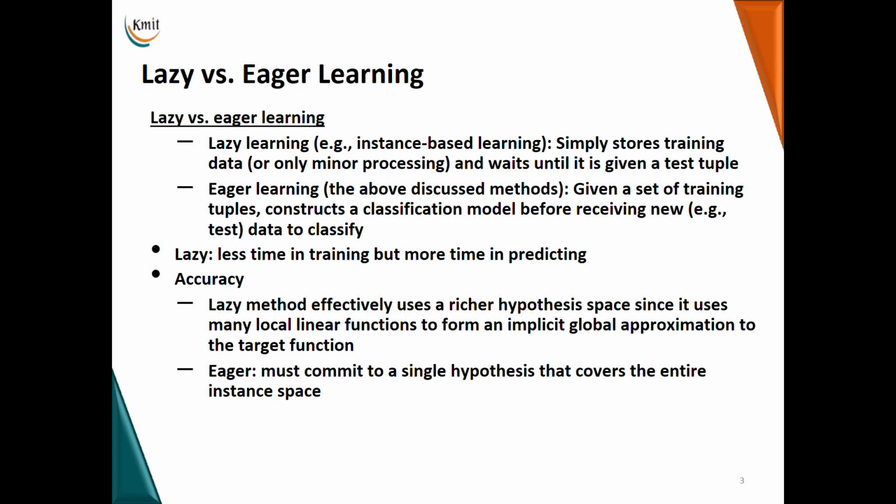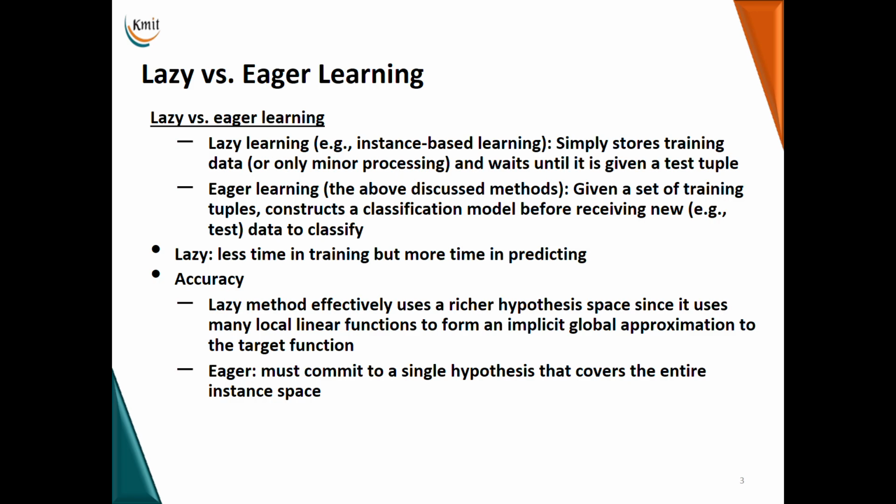Okay, now let's see first, lazy learners. Lazy learning is what? Instance based learning, it simply stores training data and waits until it is given a test tuple. Now, what do you mean by test tuple here? To predict something. Eager learning is what? Given a set of training tuples, it constructs a classification model before receiving new data to classify. Exactly opposite to your lazy learning is your eager learning.